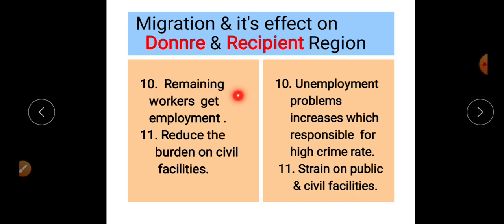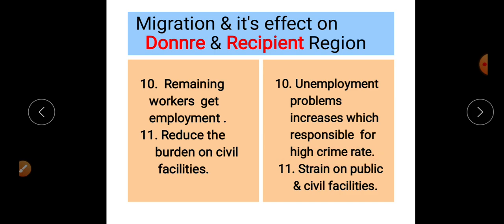Then, remaining workers get employment in a donor region. Due to out migration, automatically the pressure for employment in a rural area is reduced, and the remaining people get employment opportunities in the rural area. But the opposite condition is in the urban center: unemployment problems increase, which is responsible for a high crime rate.